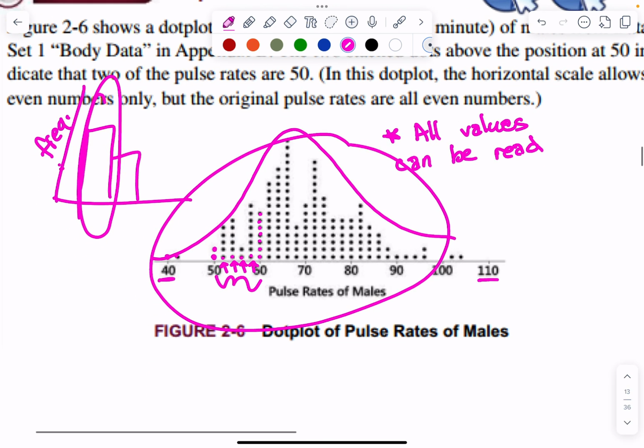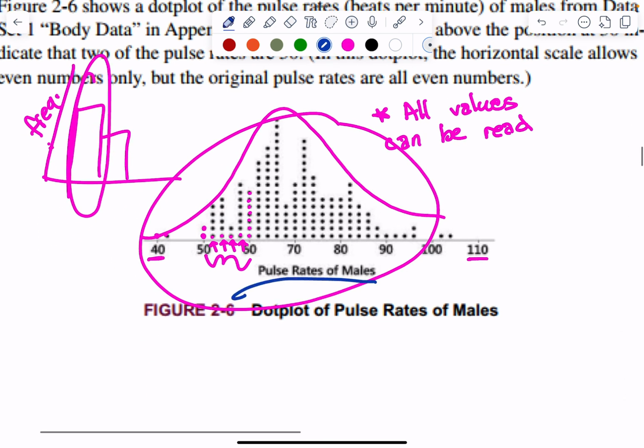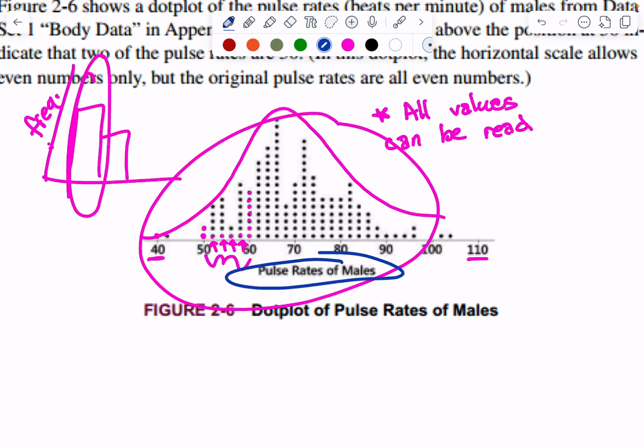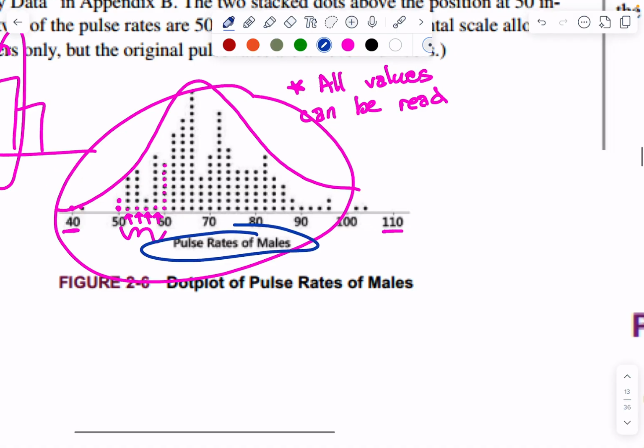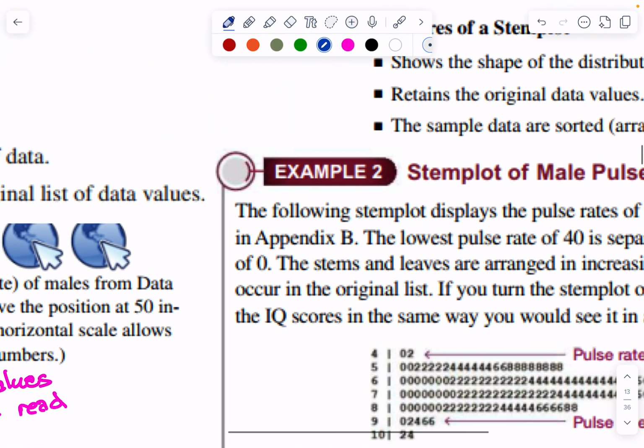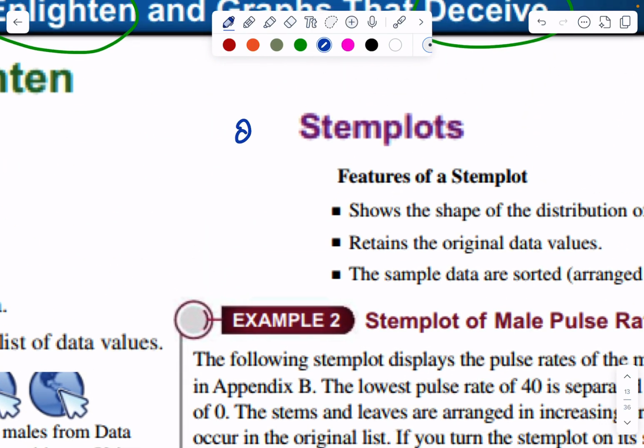Notice that there is a chart title. So make sure that when you do that on your homework assignment, you have that chart title. Number 2 is a stem and leaf plot. They call it a stem plot. I'm going to go stem/leaf plot.